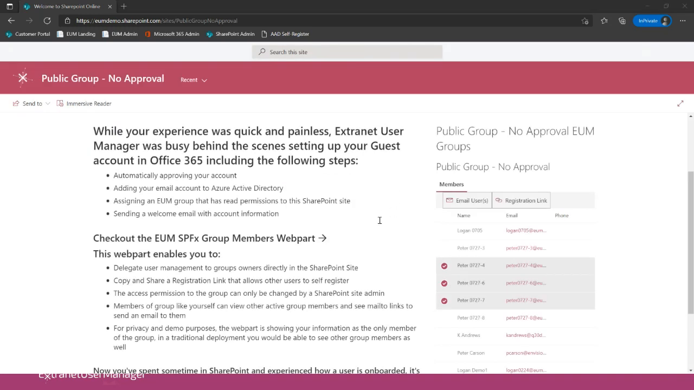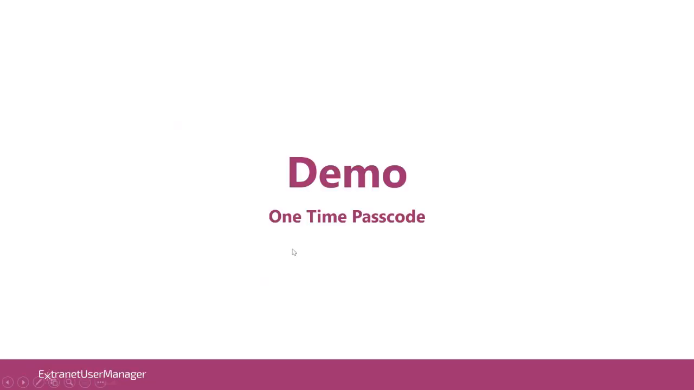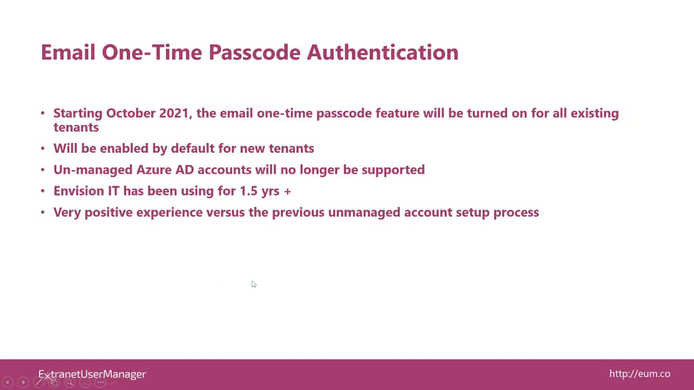But the main thing I wanted to focus on there was the one-time passcode. So that ability to make it very easy to sign in and not worry about my password. So it was going to be this past March. They've pushed it back to October 2021, that one-time passcode feature will be on by default for all tenants. And basically these unmanaged Azure AD accounts, so if you've set your tenant up to use unmanaged accounts and not use the one-time passcode features, that's not going to be supported after October 2021. So that's only a couple months away.